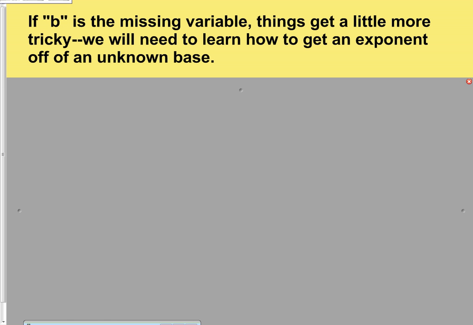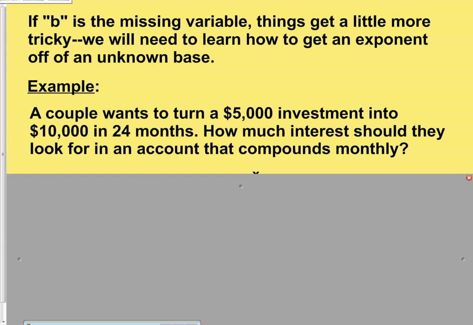Now, if B happens to be an unknown value, this becomes a little bit more tricky. If that's the case, then what we have is an unknown base number that has an exponent attached to it. We are going to have to learn how to get the exponent off of the unknown base. So let's look at an example.